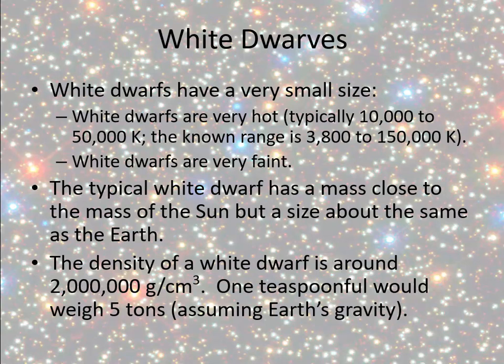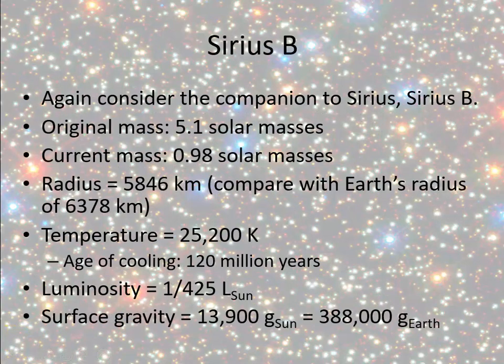So that makes these things extremely dense. We're talking about 2 million times the density of water. So a teaspoonful of these, assuming that Earth's gravity was in place, would weigh about 5 tons. So that's how dense these objects are. And, as we've already mentioned, we know of a white dwarf. In fact, we know of lots of white dwarf stars. One example is Sirius B. This is probably the most famous example.